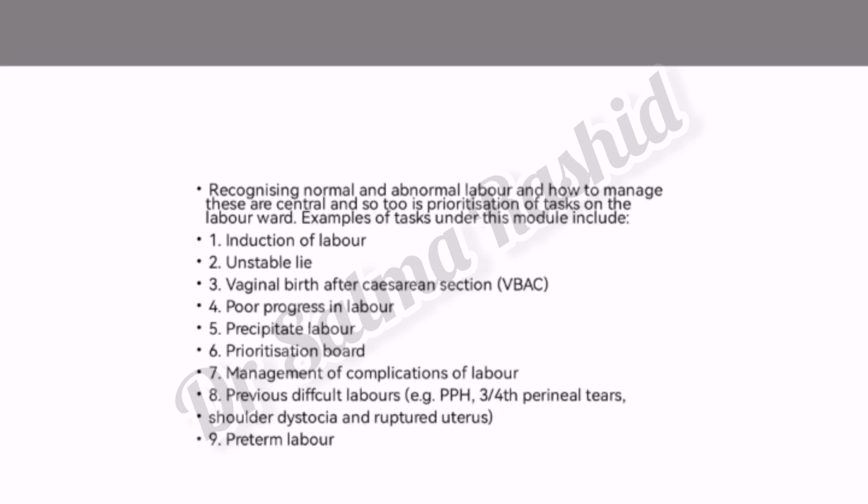Examples of tasks under this module include induction of labor, unstable lie, vaginal birth after cesarean section, poor progress in labor, precipitated labor, prioritization board, management of complications of labor, previous difficult labors, for example PPH, third or fourth degree perineal tears, shoulder dystocia and ruptured uterus, or preterm labor.